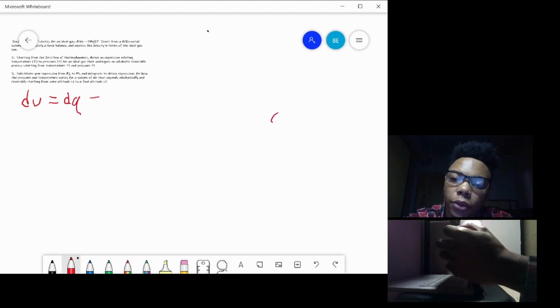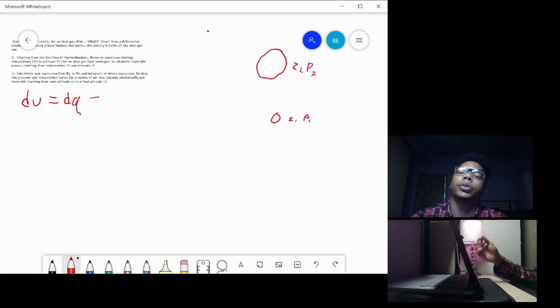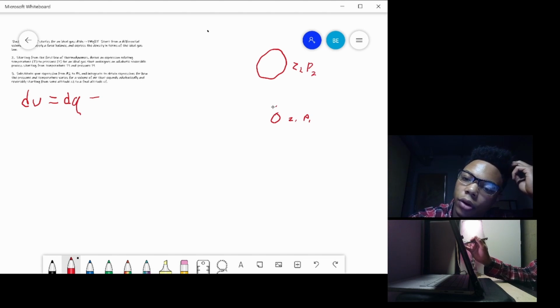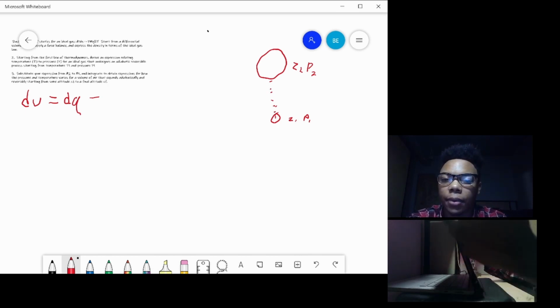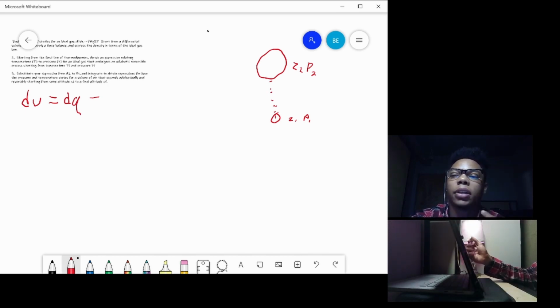So what we have here is an air bubble going up, and it's getting bigger as it goes up from Z1 to Z2. And we're going to have a pressure 1 and a pressure 2. And what we're doing here is going from here all the way up to here. But luckily for us, this is an adiabatic reversible process. So that means it's reversible.